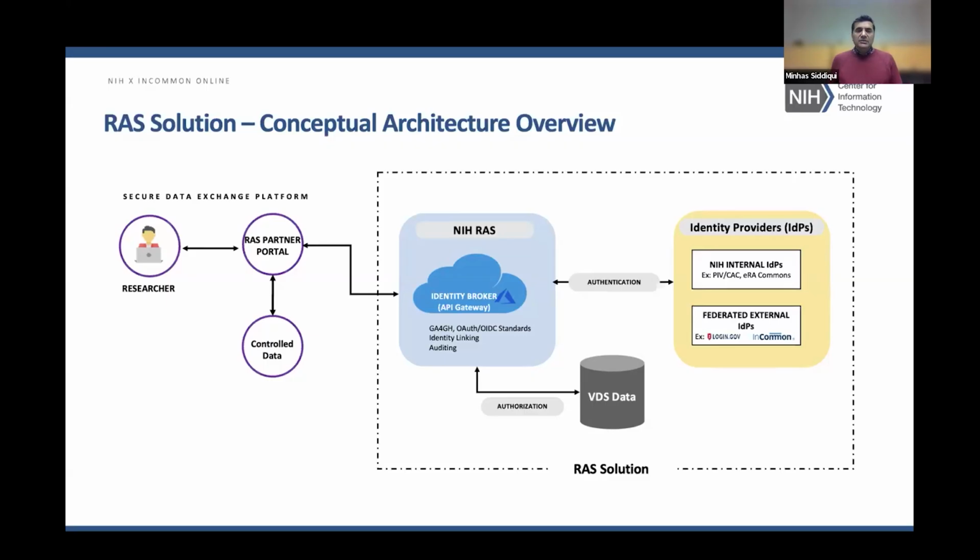At the core, RAS has the identity broker, which is in the center of this diagram. The RAS core functions as an identity broker. This broker acts as an API gateway, which technically, we have the Broadcom API gateway, which mediates authentication, identity linking, and auditing. RAS does not replace identity providers. It orchestrates trusts between them. RAS leverages the underlying authentication service layer, or NIH login, which is implemented using Broadcom's SiteMinder solution currently.